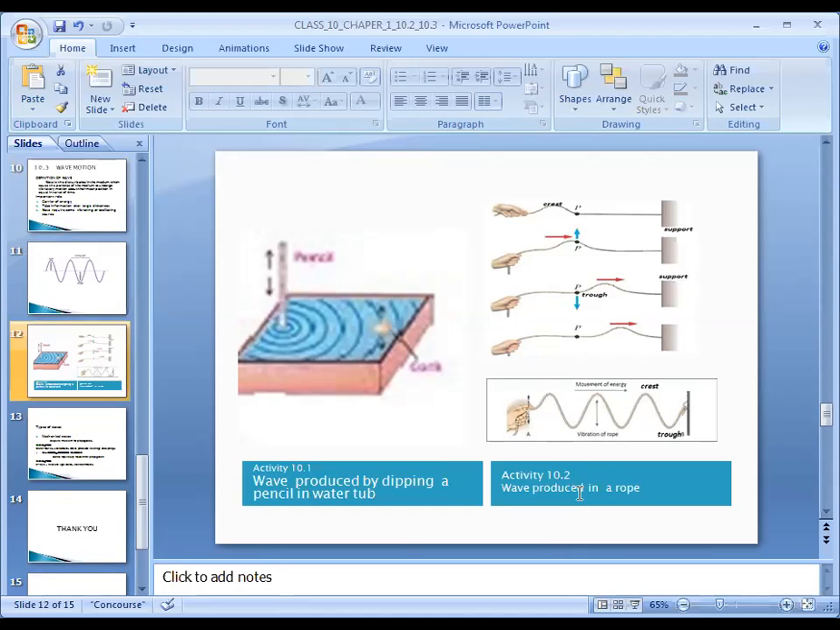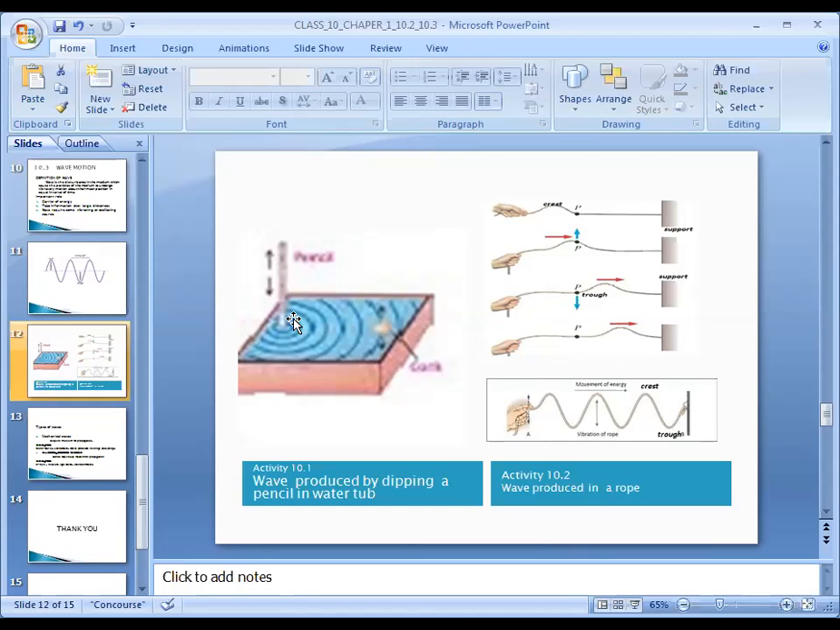First of all, I will explain activity 10.1. I read that activity for you: wave produced by dipping a pencil in a water tub. Dip one end of the pencil into a tub of water and move it up and down vertically. The disturbance, in the form of ripples, produces water waves, which move away from the source. When the wave reaches a small piece of cork floating near the disturbance, it moves up and down about its original position or mean position, while the wave travels outwards. The net displacement of the cork is zero. The cork repeats its vibratory motion about its mean position.